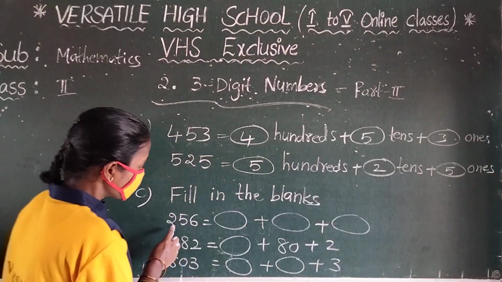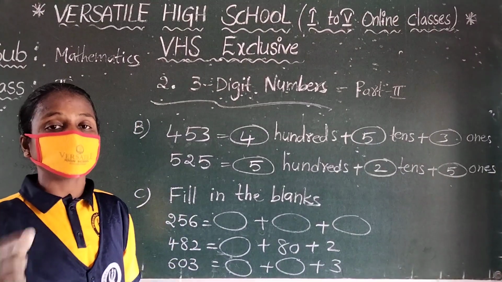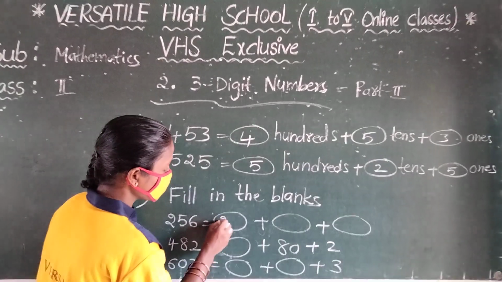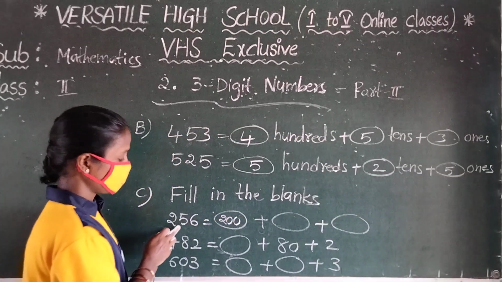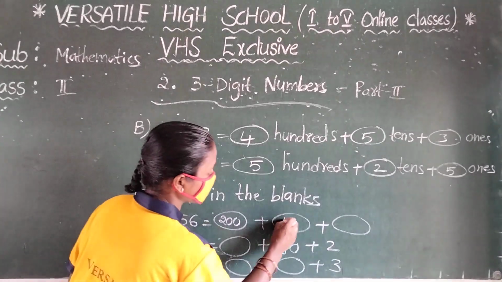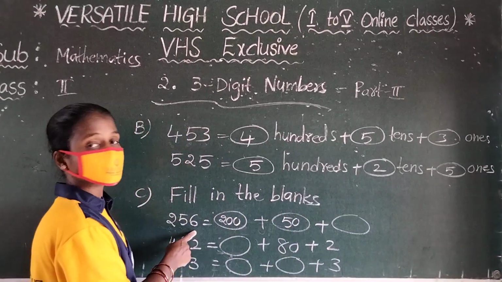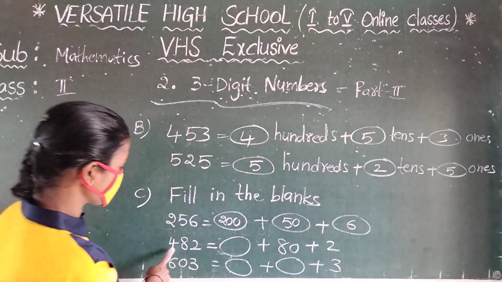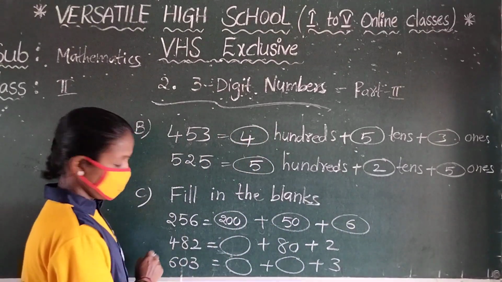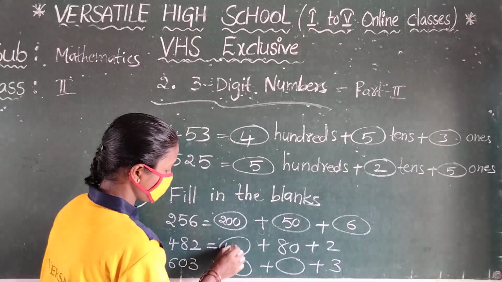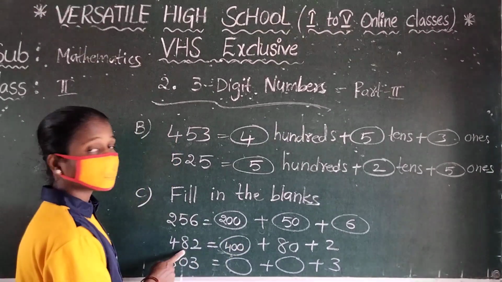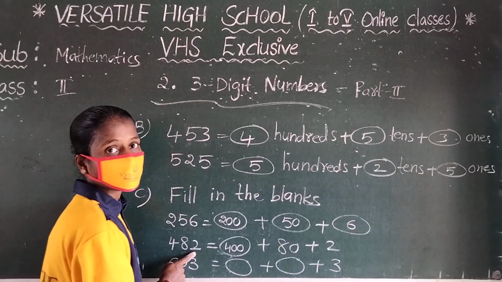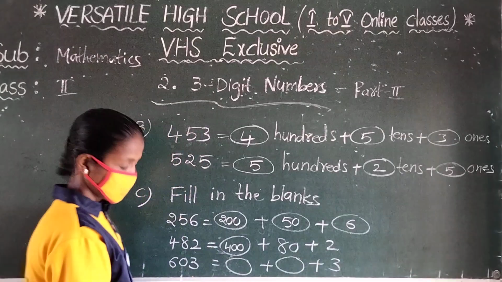See that, children? 256. So 2 is in the hundreds place, so 200. 5 is in the tens place, 5 tens, 50. 6 is in the ones place, 6 ones, 6. And here observe 482. 4 is in the hundreds place, 400. 8 is in the tens place, 8 tens, 80. 2 is in the ones place, 2 ones, 2.